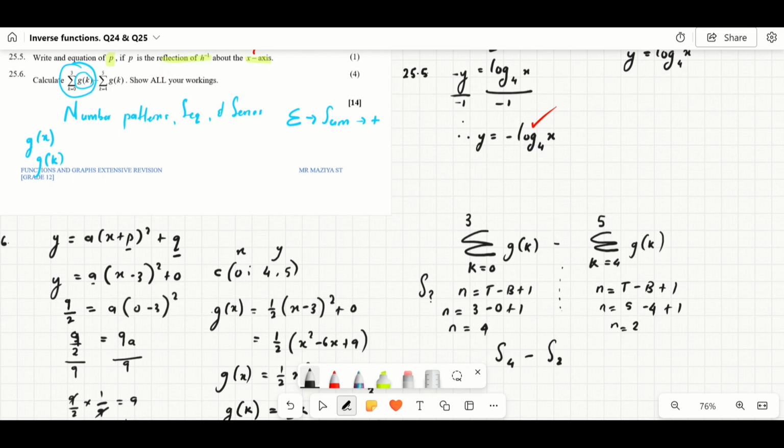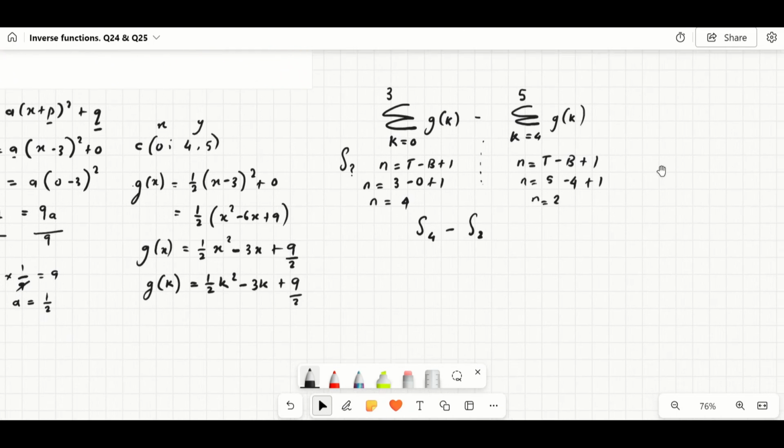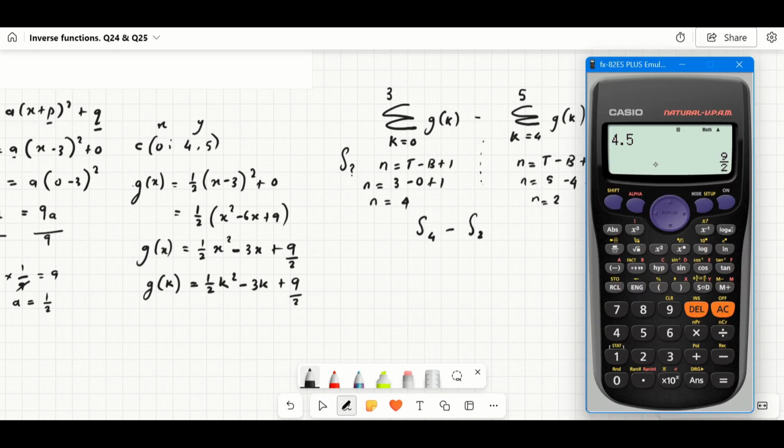Show your calculations. You want to calculate. Your answer must be a value. So now let me calculate. I'm going to use my calculator here so that you can see what I'm doing. So, the sum of 4 terms.